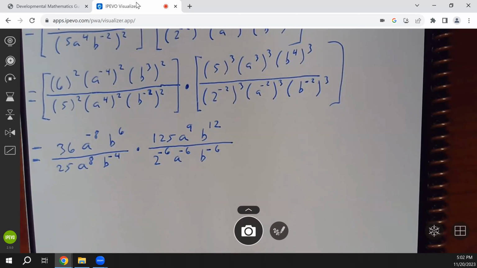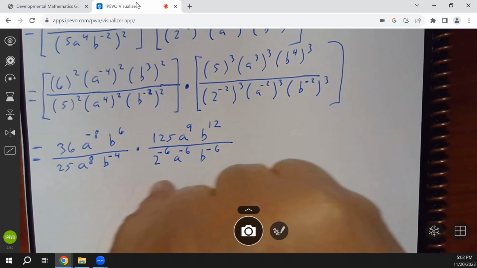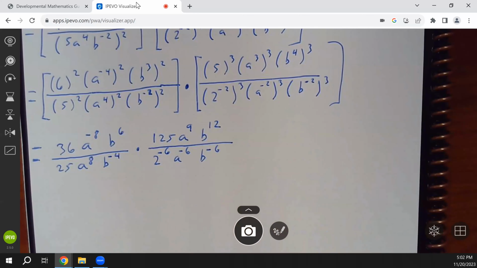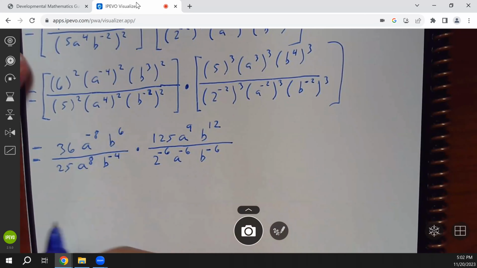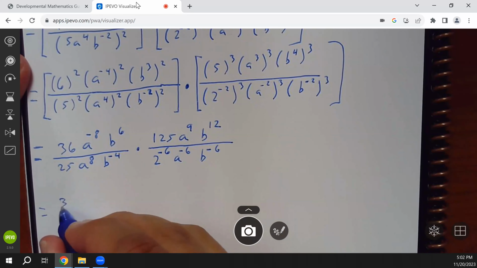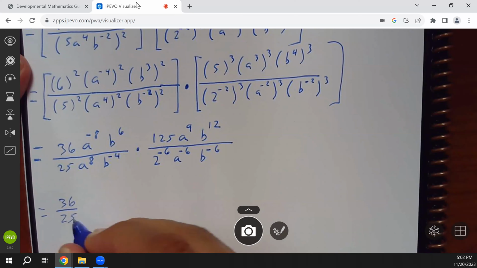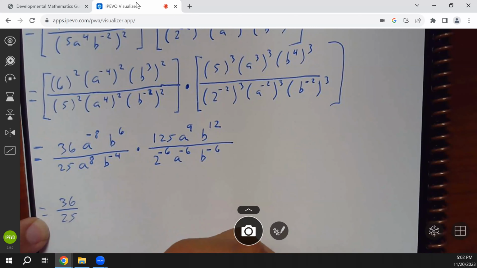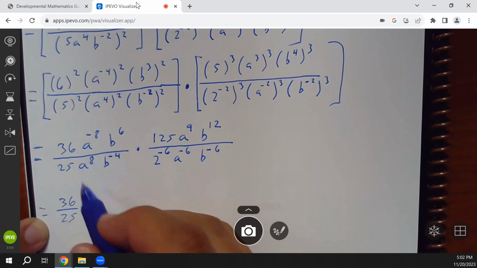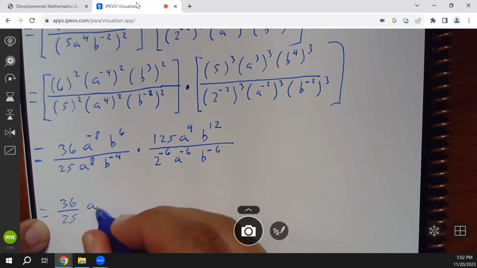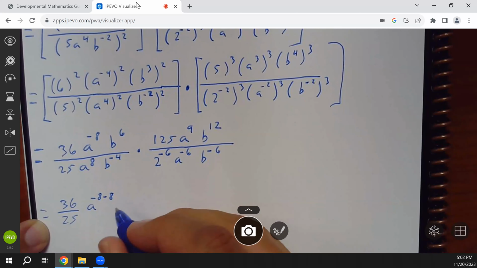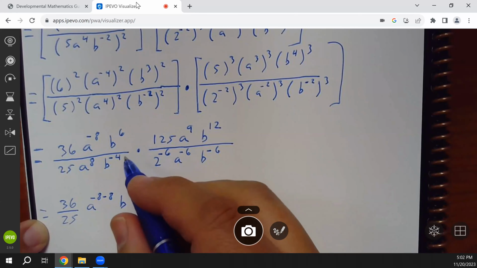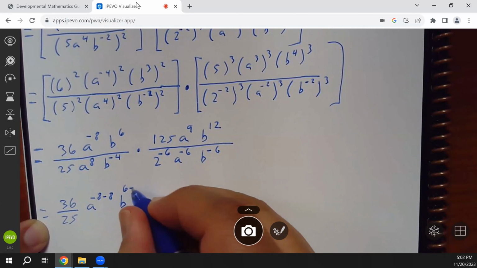Now at this point, you can start dealing with the A's and B's in each section. Then at the very end, just see what multiplies and what cancels. So a to the negative 8 divided by a to the 8, let's deal with that first. 36 divided by 25, I'm just going to leave it like this. 8 times the 8 divided by that is going to be negative 8 minus 8. B to the 6 minus negative 4.